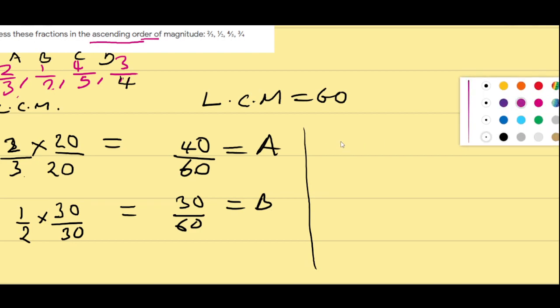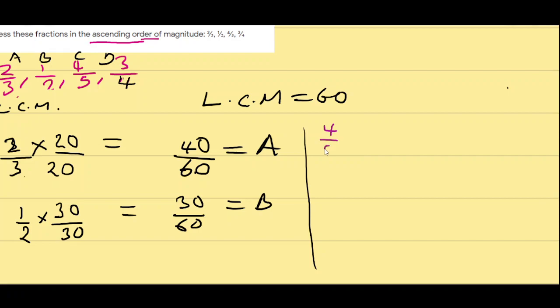For C parts here, we have 4 over 5. And how do we get from here to 60? Of course, I think we have to multiply by 12. Yeah, 12. Now 40 times 12. Oh wait, my pen. Okay, so this is 12.